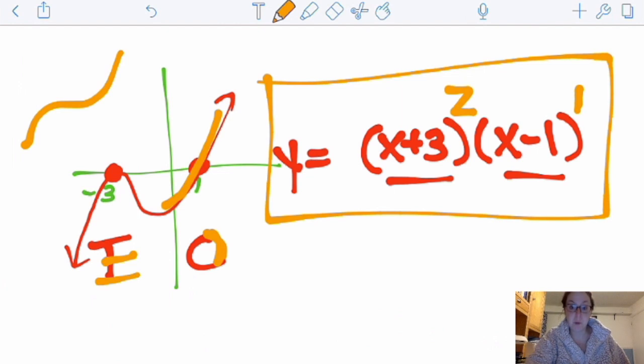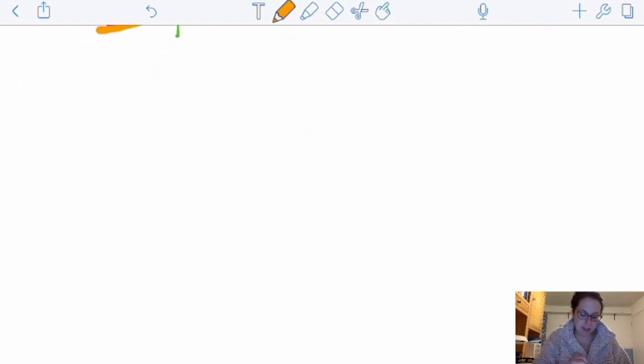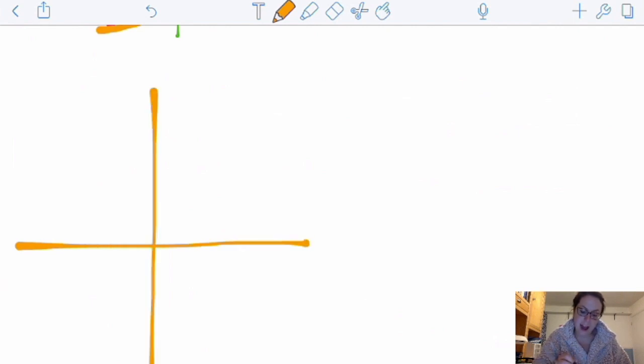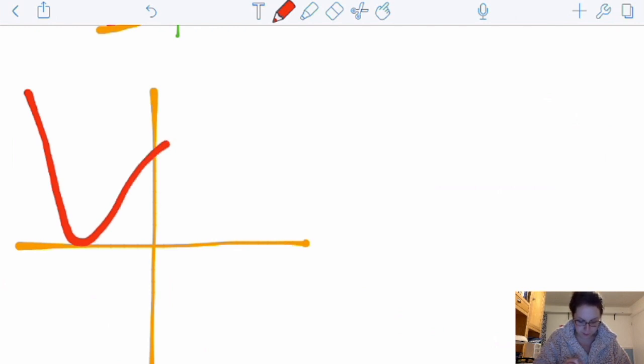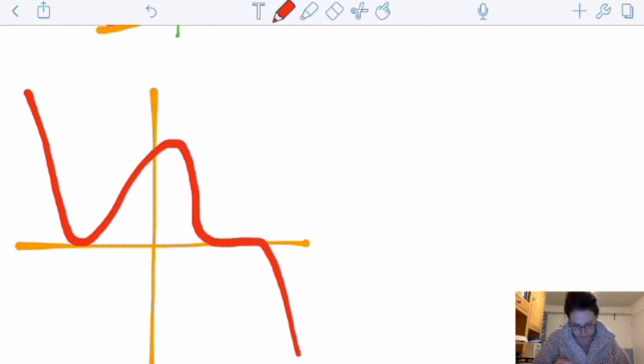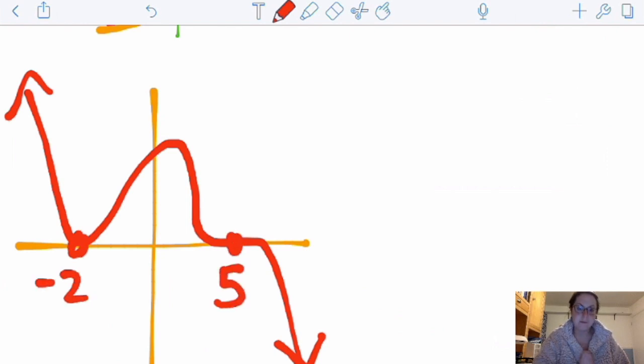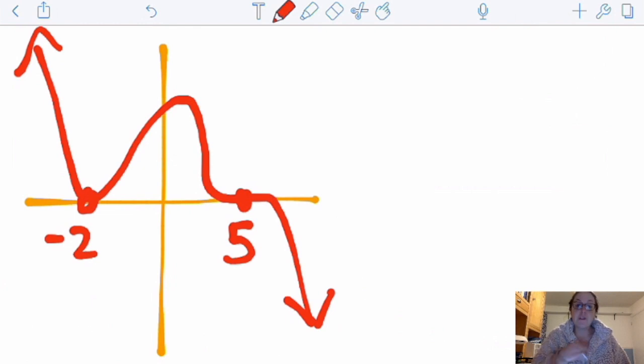I will do one more like this, and if you guys still have questions, shoot them to me. So let's say we have this. We've got our x and y axis, and we've got this. Let's say that's at -2 and this is at 5. If I look at this, I see 2 zeros, so that tells me I need to have 2 factors here.